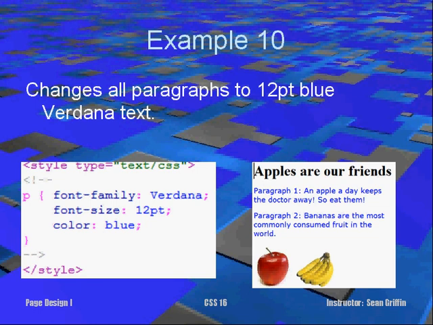In the example on the right, you can see that because we've only chosen to change the way that a paragraph tag looks, apples are our friends is not changed. The reason? Because it's a header.